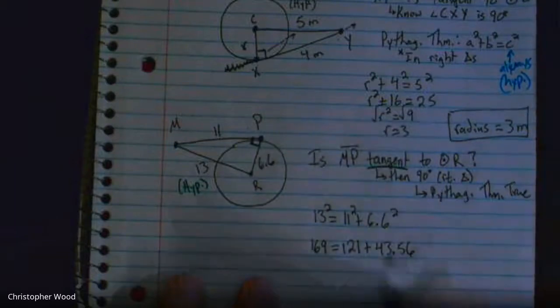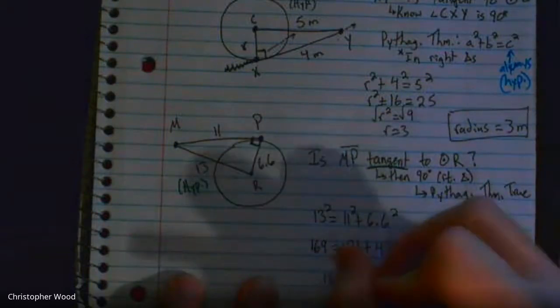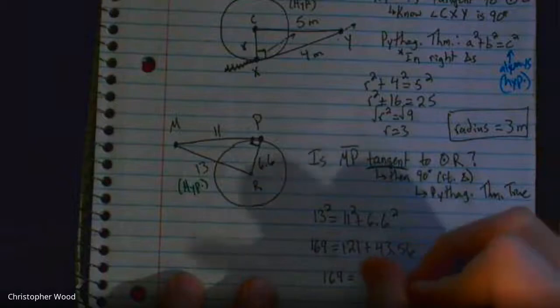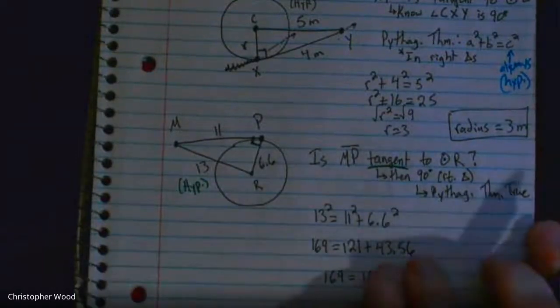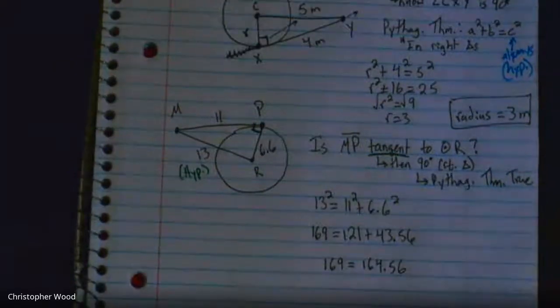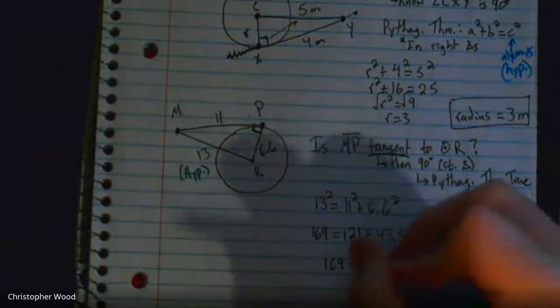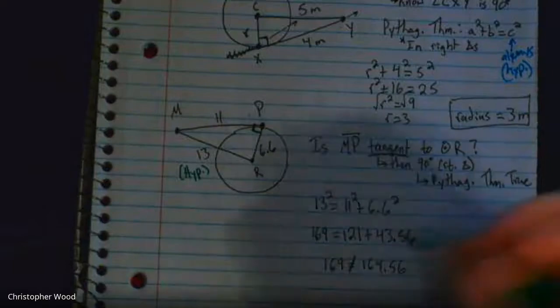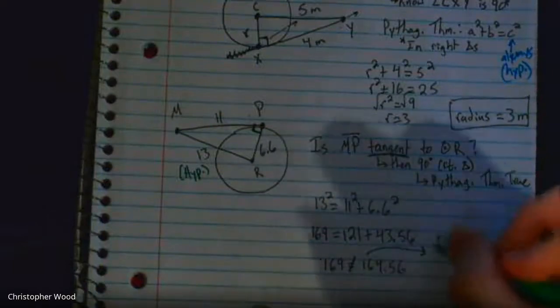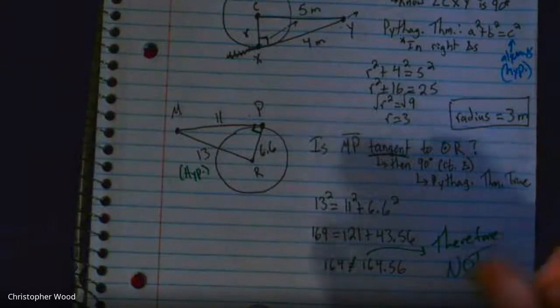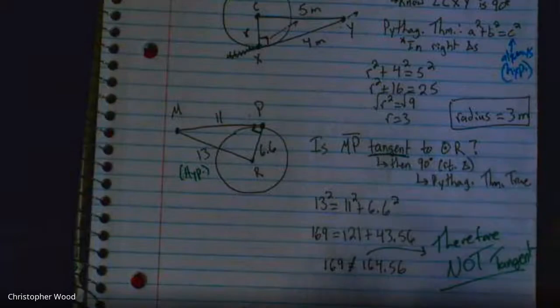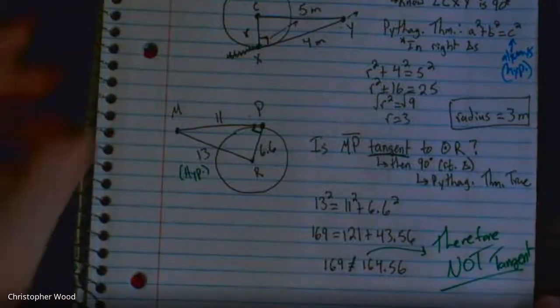Add these together. So does 169 equal 164.56? And you should kind of see that, right? The decimal here, there's no decimal over here. And since these are not actually equal to each other, therefore, not tangent. Okay? If they're not equal, then they're not tangent.